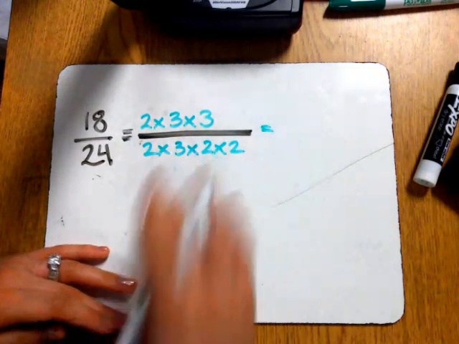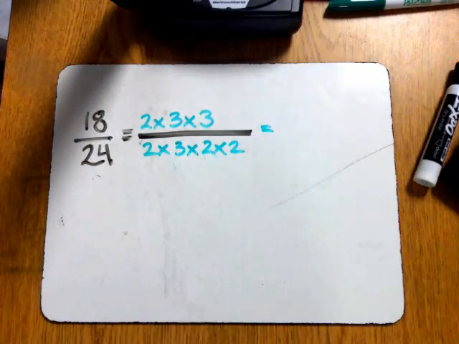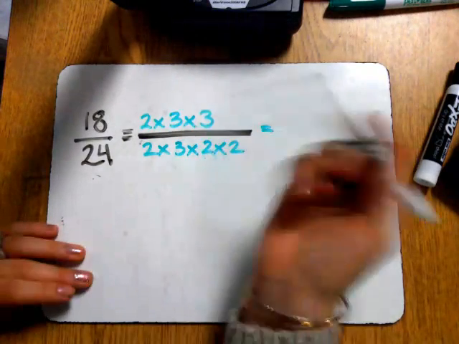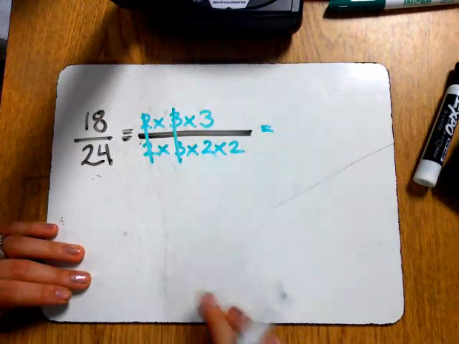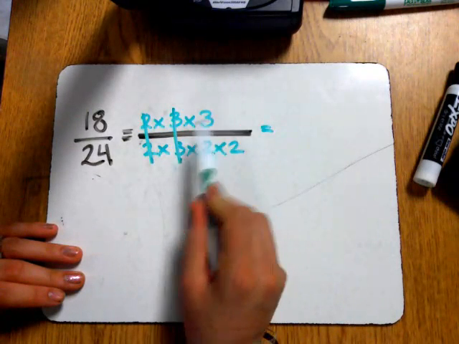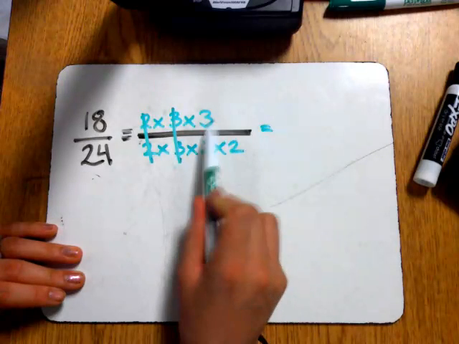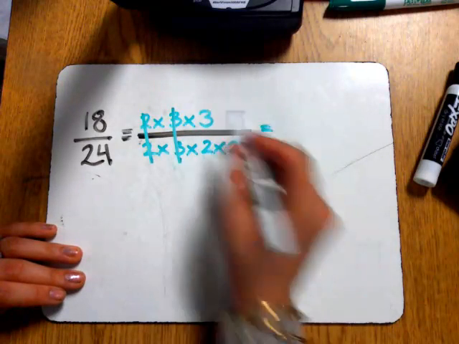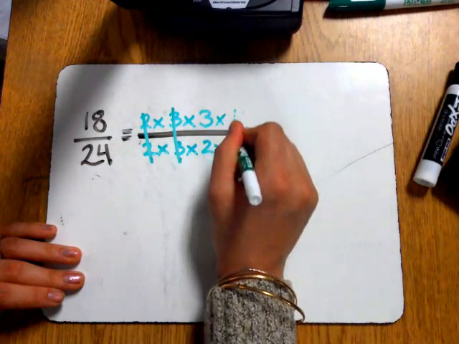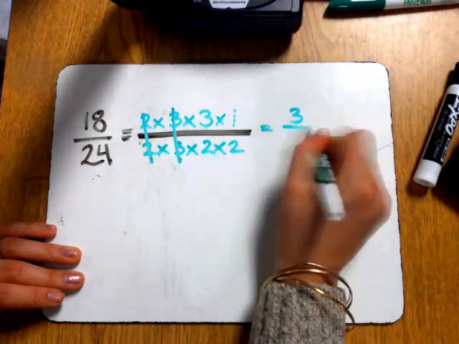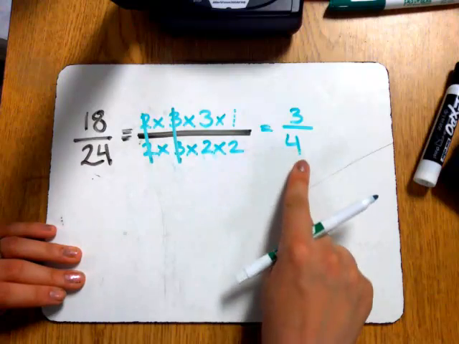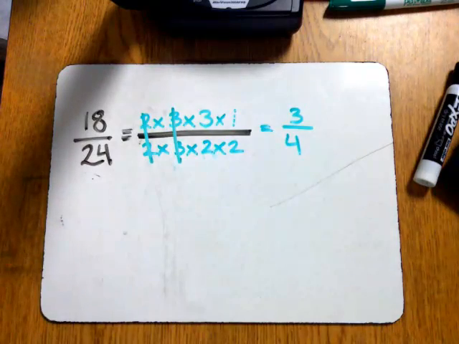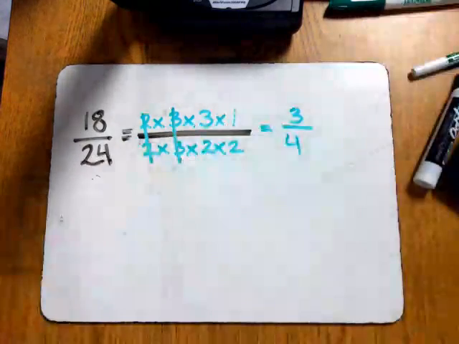And then from here, all you do is cancel out the like numbers. And in this case, I have these 2 that are like, this 3 that is like. And in this case, all you do now, because nothing else is the same, you multiply what is left over. And in this case, there really is an imaginary 1 here. So 3 times 1 is 3. And then 2 times 2 is 4. 18/24 simplifies to 3/4.